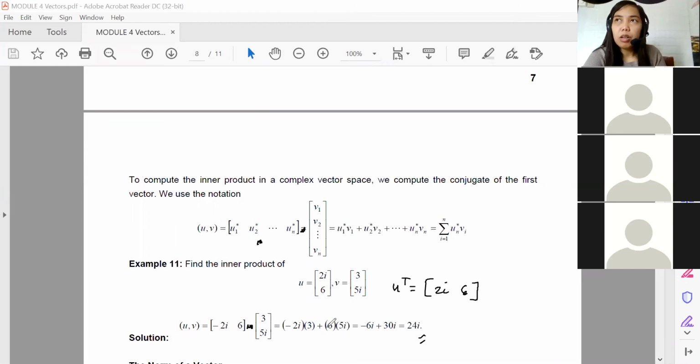By the way, this is also in standard form, class. Okay? The value of a is just equal to 0. Okay? And the value of b here is 24. Okay? The answer is 24i. If other elements are complex, the value of the inner product, okay, pwedeng magkaroon din ng real pag na-simplify, but mostly it's also a complex number. Okay?